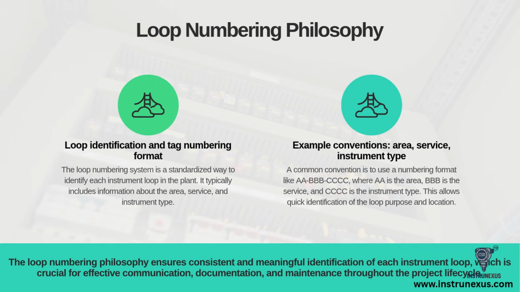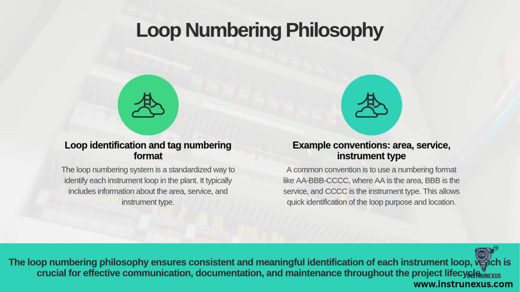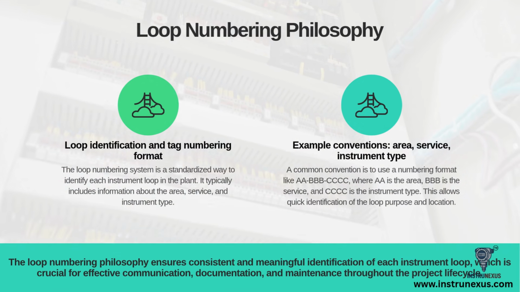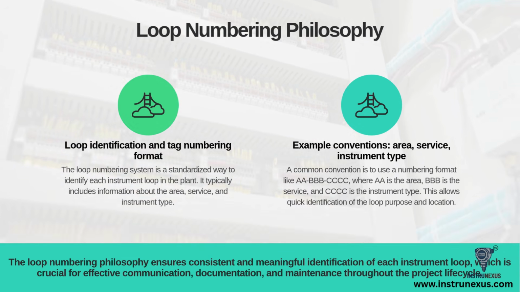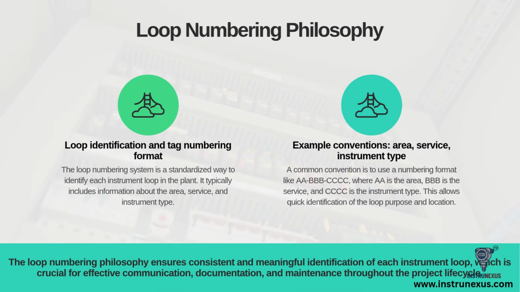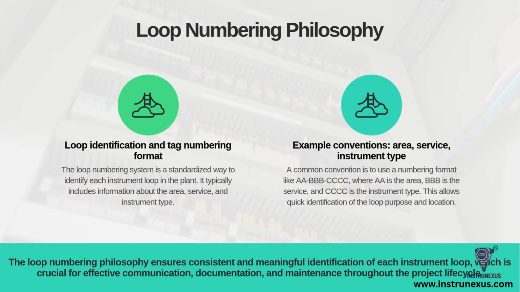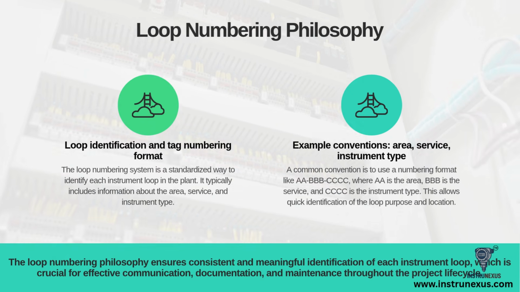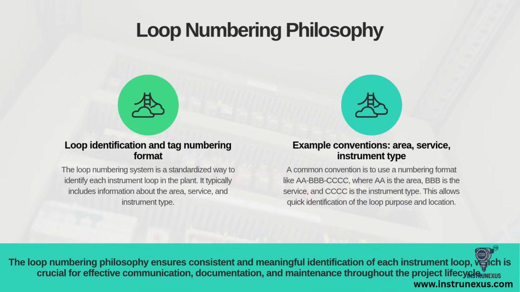AABBBCCCC. Here, AA might be the plant area, like Unit 10. BBB could be the service code, like FT for flow transmitter. And CCCC would be the unique loop number, like 101. So, a tag like 10FT1001 instantly tells an operator or technician its location and function. This consistent philosophy is crucial for effective communication, documentation, and maintenance throughout the plant's entire life cycle.